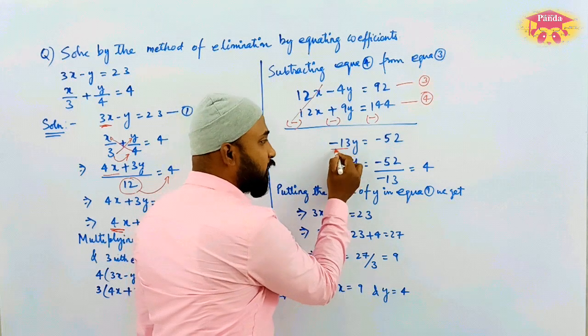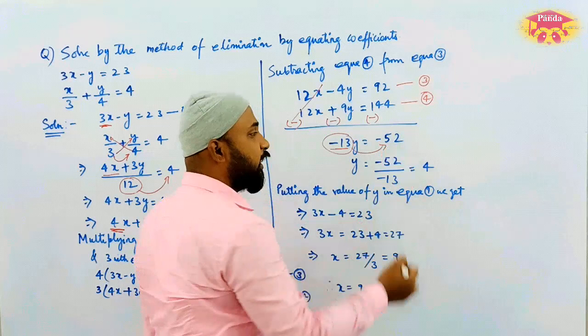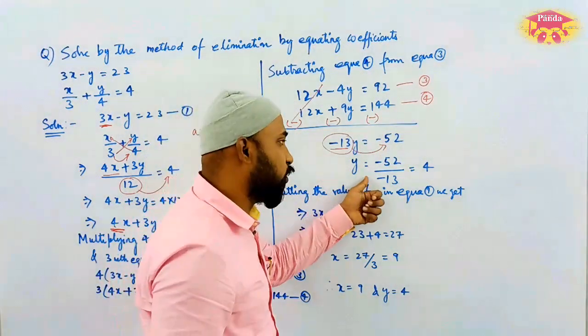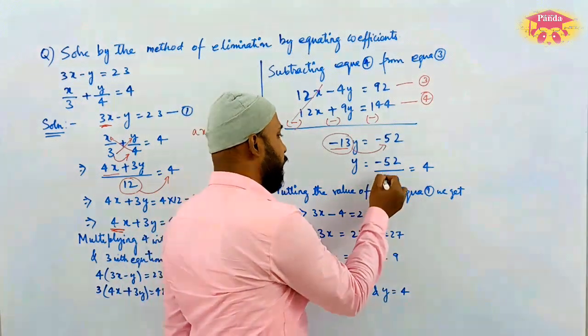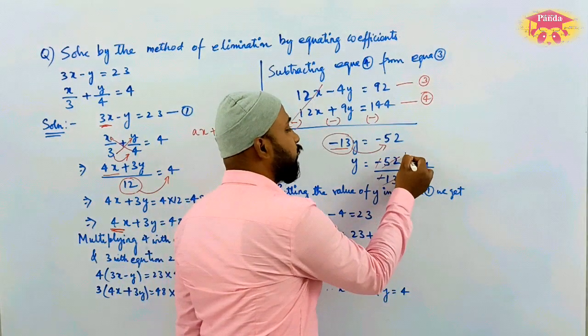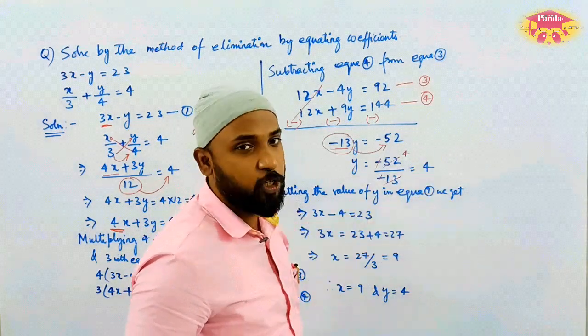You see this minus 13 is multiplied to this y. If I take this minus 13 on this side, it will get divided. So y is equal to minus 52 whole by minus 13. Minus minus will get cancelled, and 13 fours are 52. So we'll get the value of y as 4.